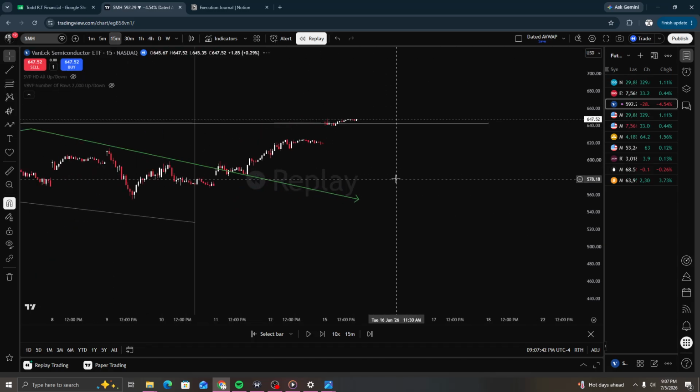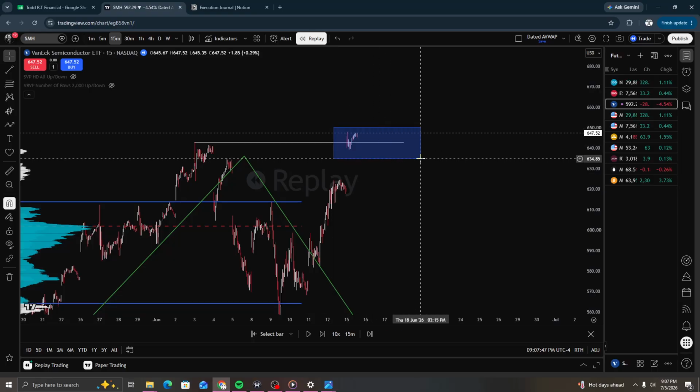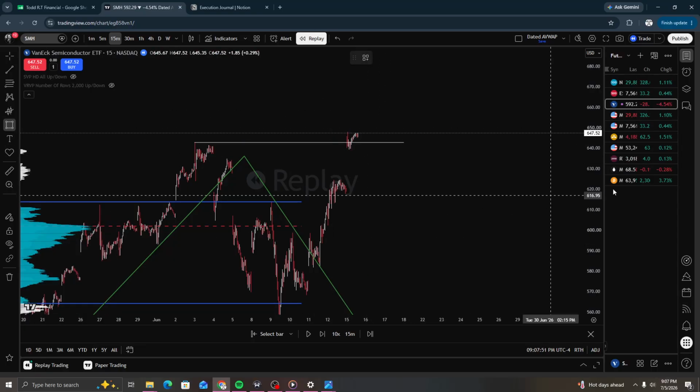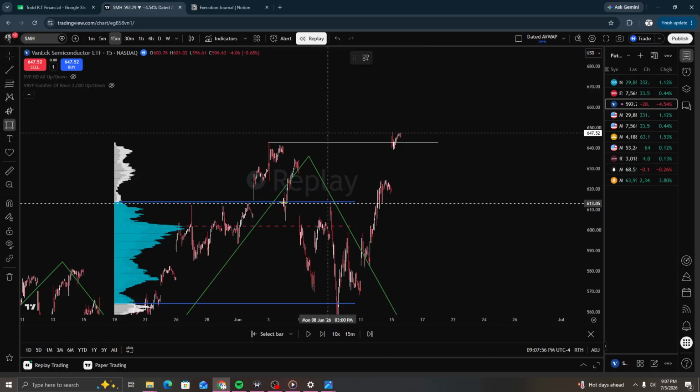But what you can do is go to lower time frames and find somewhere where volume's picking up. This is where you're going to find the inefficiency, okay? And I don't know if it's going to play out on SMH, but this is the kind of stuff that I look for. So we have value area high here. We have a lot of trading volume at this point here.